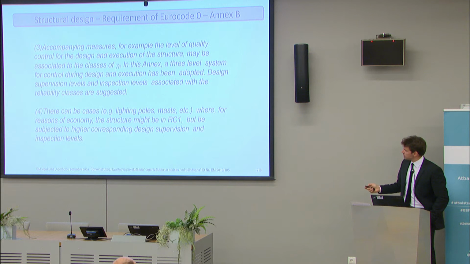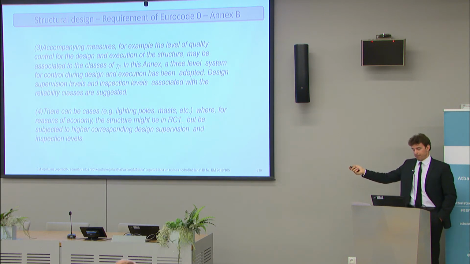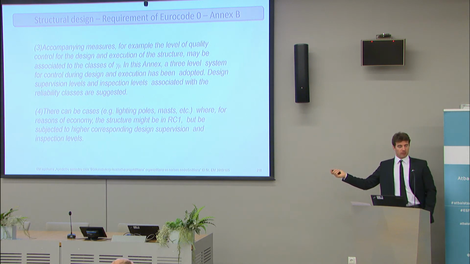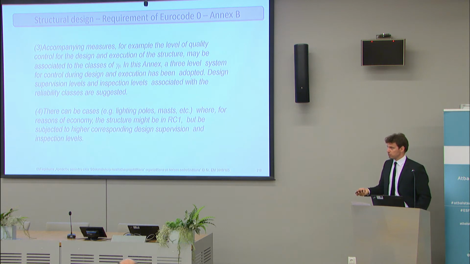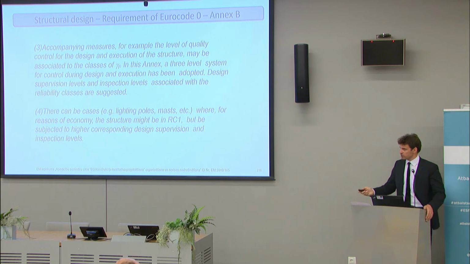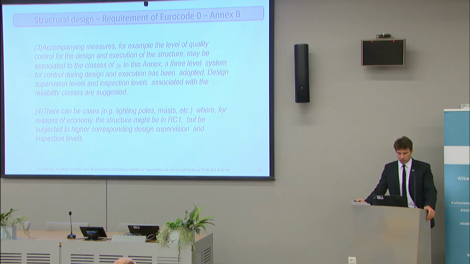Also, there can be cases like masts, as I was saying before. For reasons of economy, the structure might be in RC1, but subject to higher corresponding design supervision and inspection levels. This means that you can design it with a low parameter on actions, okay, but then you are forced to make higher supervision, and maintenance, because of economic reasons. If a high voltage mast collapses, the city doesn't have electricity. So this is bad, and that's why you are forced to do so.